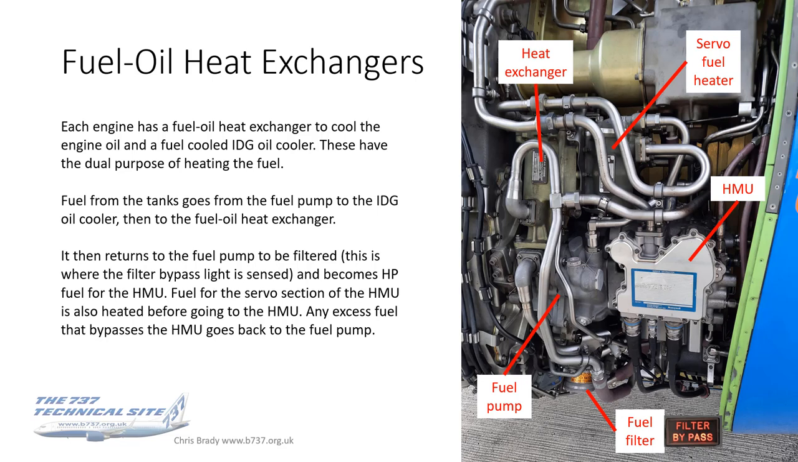So the flow, anyway: fuel from the tanks goes from the fuel pump to the IDG oil cooler and then to the fuel oil heat exchanger. It then comes back to the fuel pump to be filtered, and that's where your filter bypass light comes from. Then from the second trip through the fuel pump, it becomes HP, high pressure fuel, for the HMU. Fuel for the servo section of the HMU is also heated again, with an extra heater before going to the HMU, and any excess fuel that bypasses it will go back to the fuel pump. So there's quite a cycle there of heating and cooling, which is to the mutual benefit of both the fuel and the oil systems.